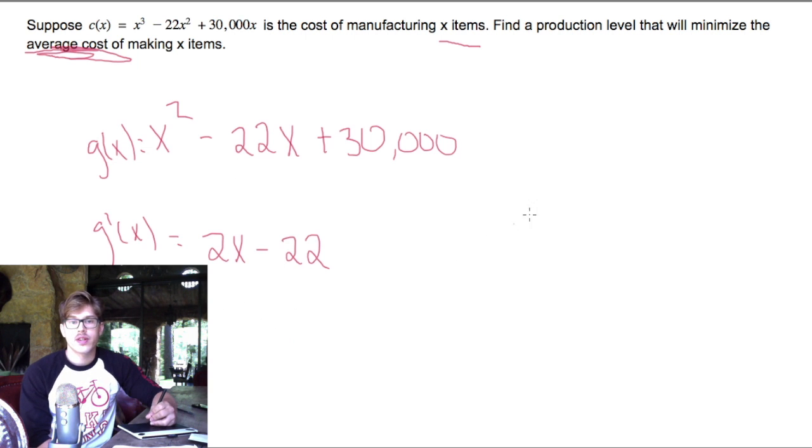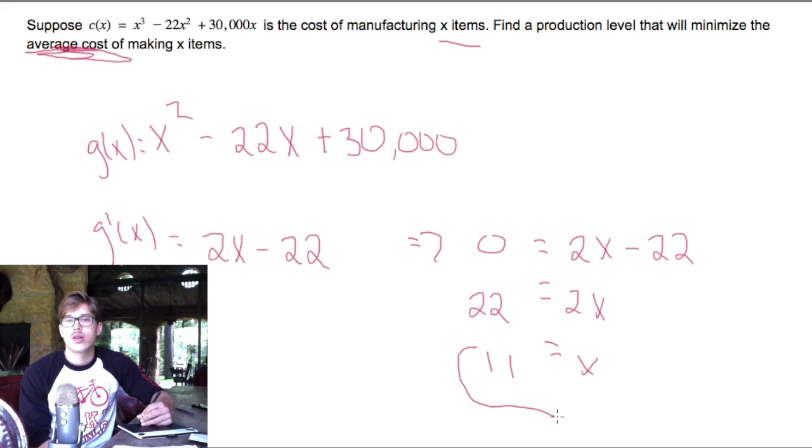And so if we have 0 equals 2x minus 22, add 22 to both sides and divide by 2 to get x equals 11. So 11 items will be a production level that will minimize the average cost. Excellent.